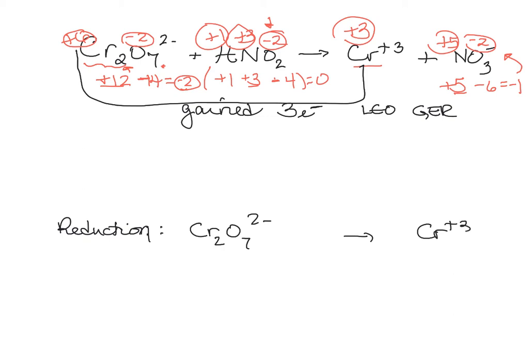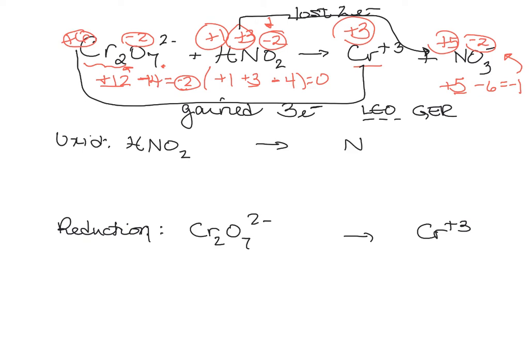Right. So I need to figure out what's been oxidized now. Looking at all the other oxidation numbers, I see that nitrogen has changed from +3 to +5, which means that it has lost 2 electrons. Okay, lose electrons, oxidized. So my oxidation half reaction is anything that has nitrogen in it. Alrighty, so there are the skeleton half reactions.